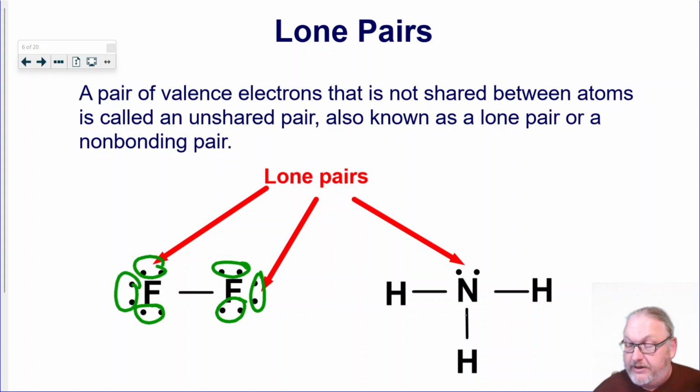Lone pairs actually do some things we'll find out later. Like this is ammonia, NH3. Nitrogen has that lone pair right there, and it does influence how that molecule reacts.